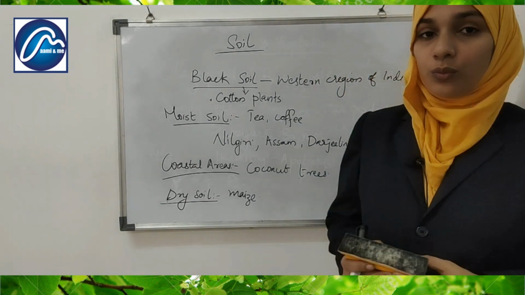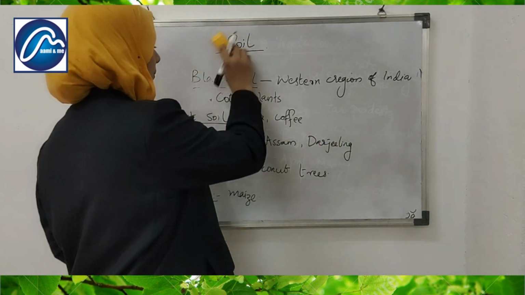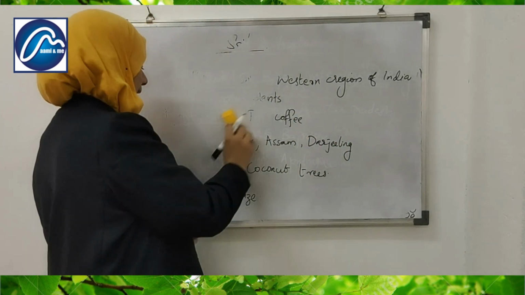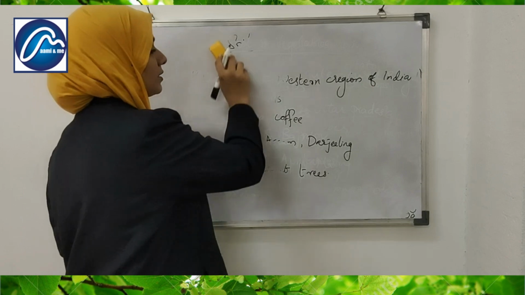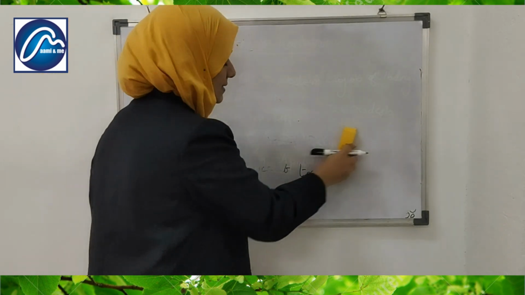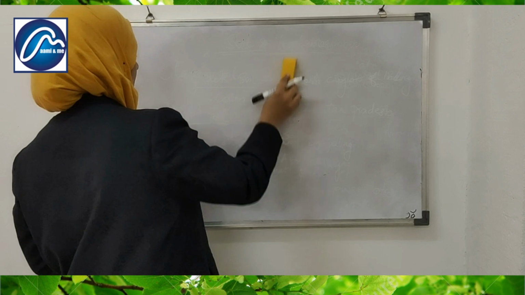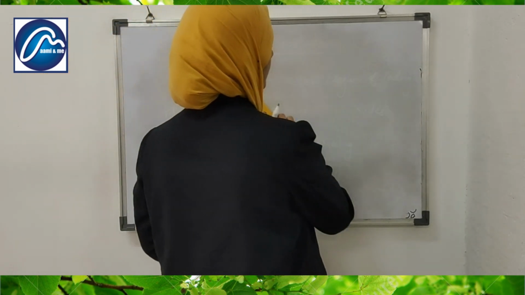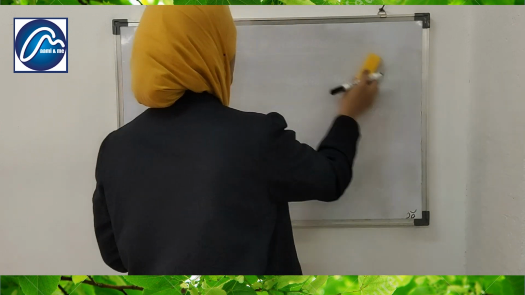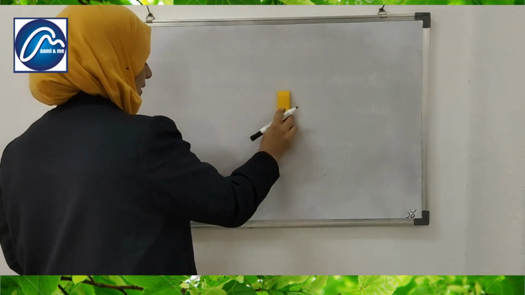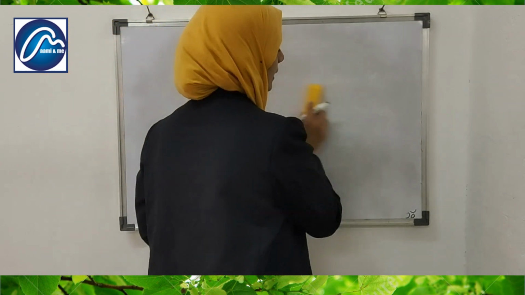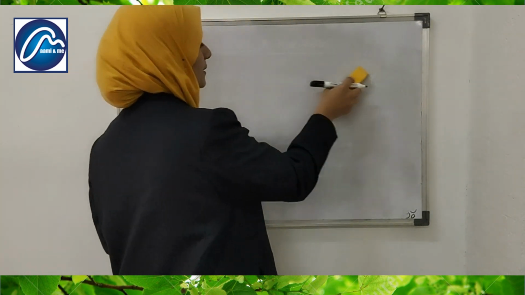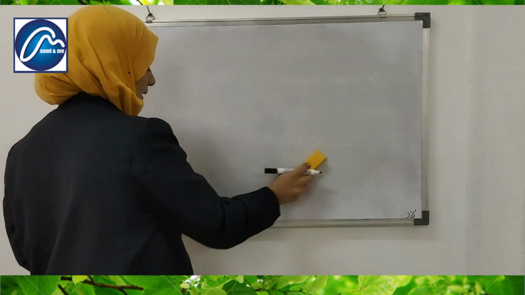Okay, now we have studied different types of soil. What are the different types of soil? Clay soil, then sandy soil, black soil, moist soil, coastal areas and dry soil. So you have already studied the different types of soil, the crops cultivated in that soil, and the areas where these different types of soils are present in India. Study well about these crops.